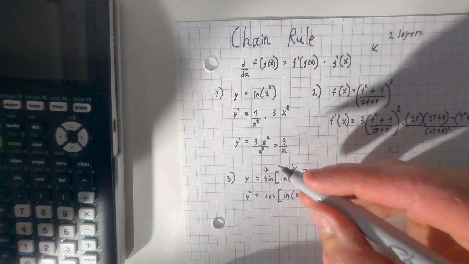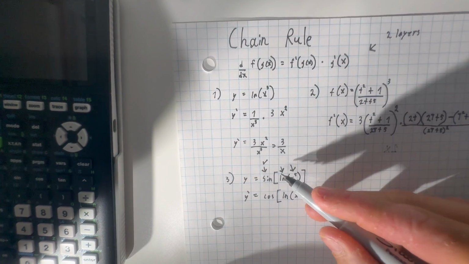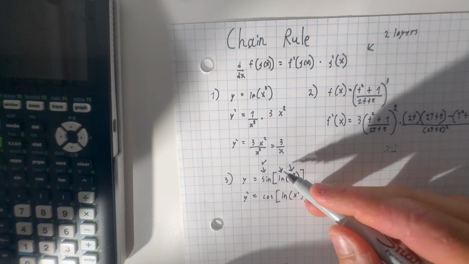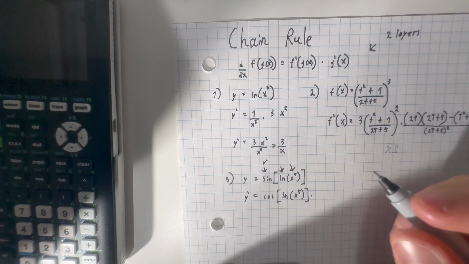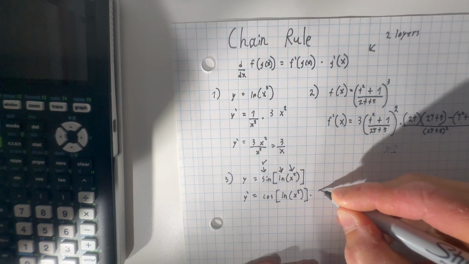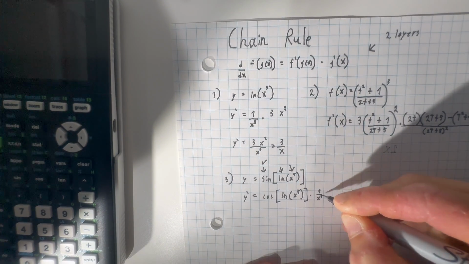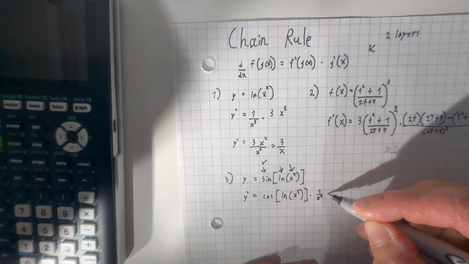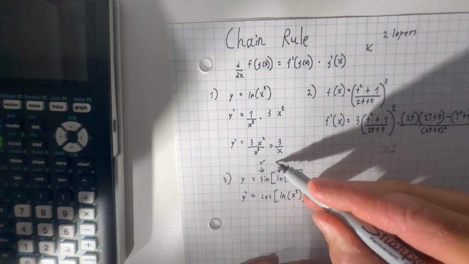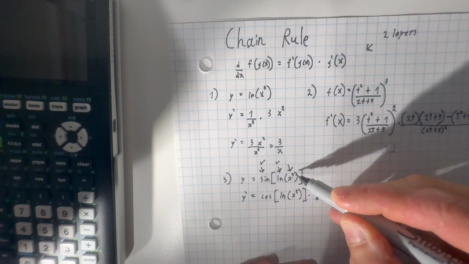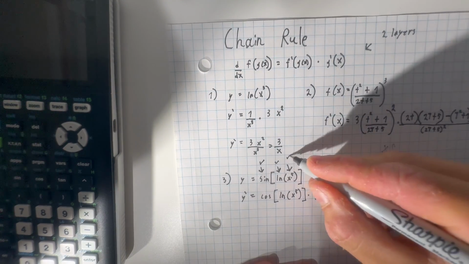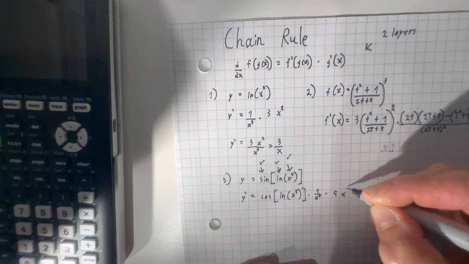So okay, we got our first layer. Now let's work on the second layer. Again, the derivative of natural log is 1 over x. In this case, we're going to have 1 over x to the power of 5, since this is our x. And now we have to derive the most inward function, which is x to the power of 5, and the derivative of that is just 5x to the power of 4.